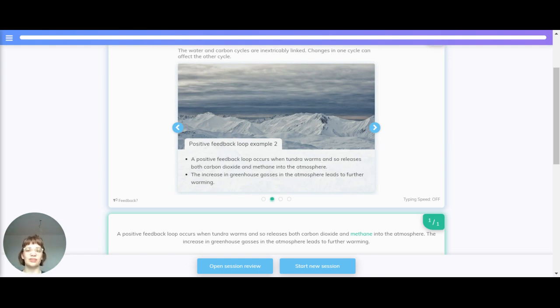There's another example of a positive feedback loop. A positive feedback loop occurs when tundra warms and so releases both carbon dioxide and methane into the atmosphere. The increase in greenhouse gases in the atmosphere leads to further warming.